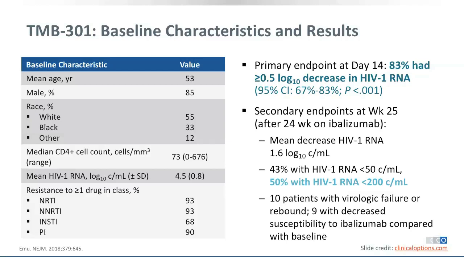Of the patients, 43% had obtained an undetectable viral load of less than 50, and 50% had a viral load of less than 200. Of the 10 patients who experienced virologic failure during the trial or virologic rebound, 9 had decreased susceptibility to ibalizumab. And so we talked through the results of the trial with the patient.